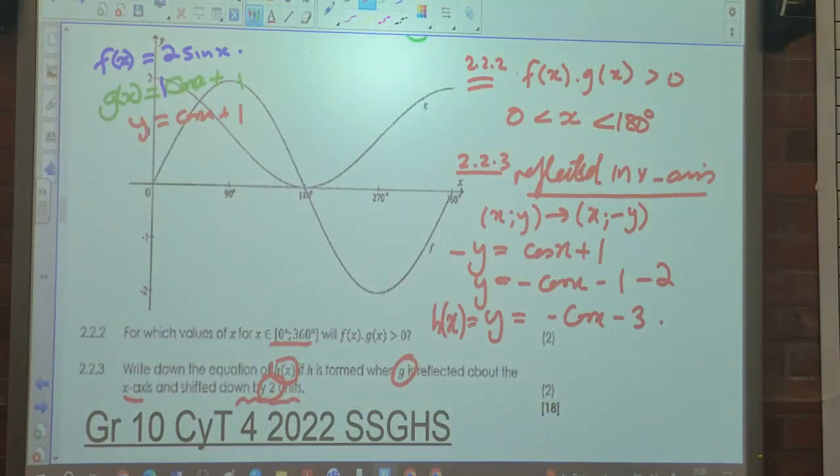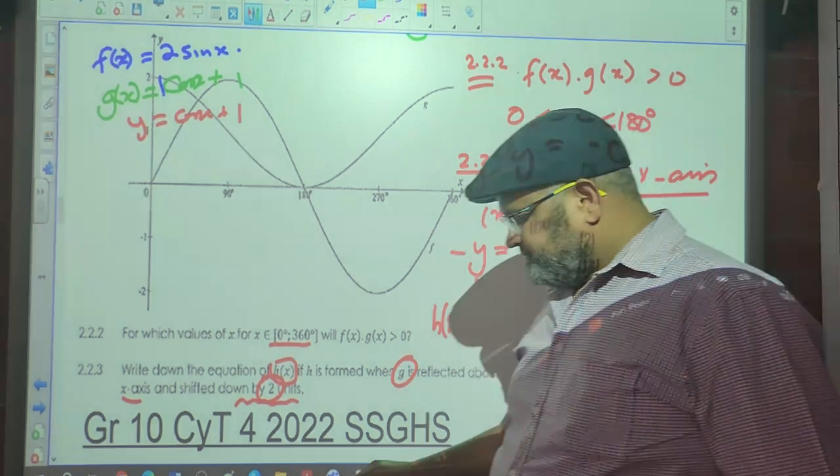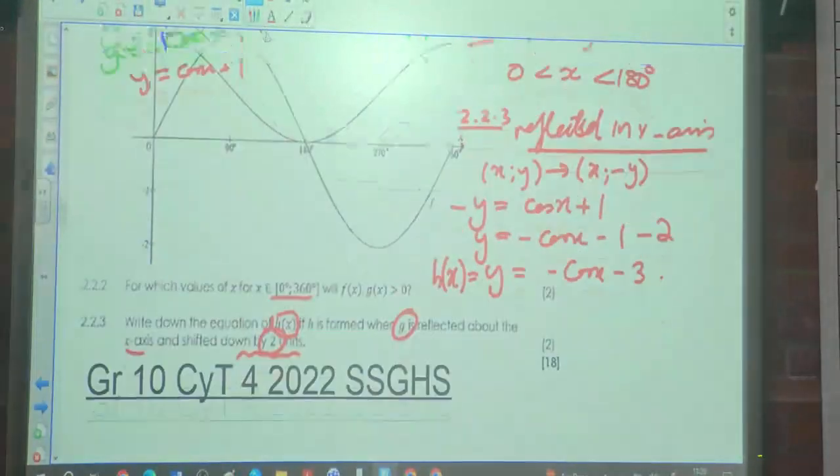Okay. Is there any confusion? Is there any confusion, people? Can you all see? It doesn't make much of a difference. Okay. Any other confusion? Right, let's carry on.